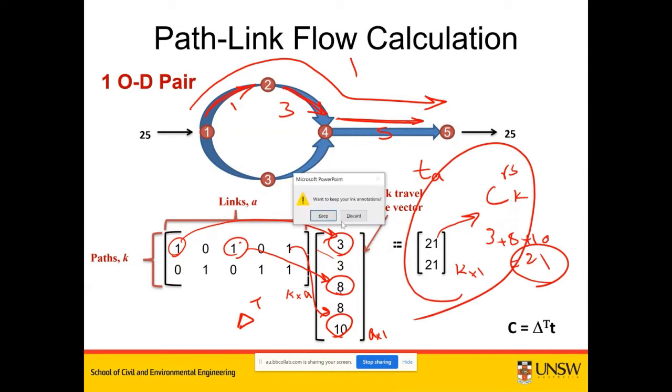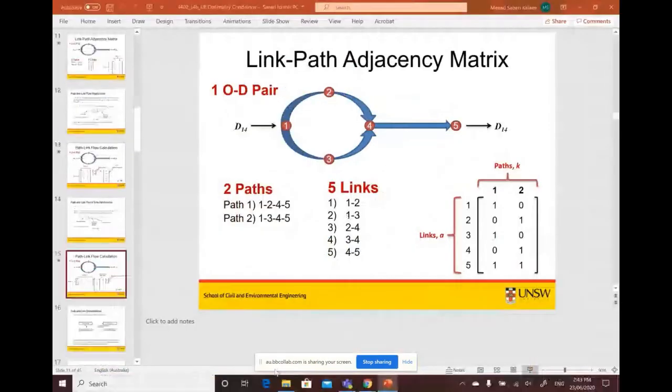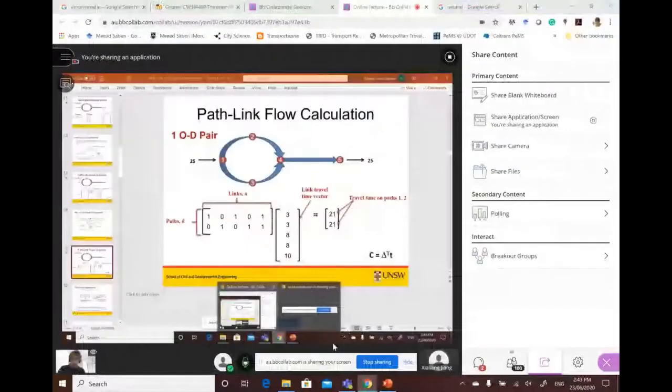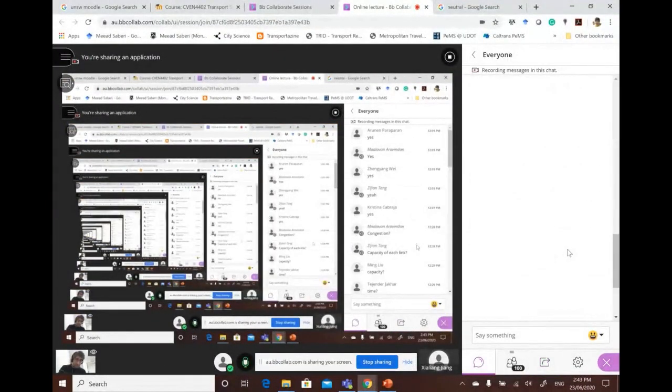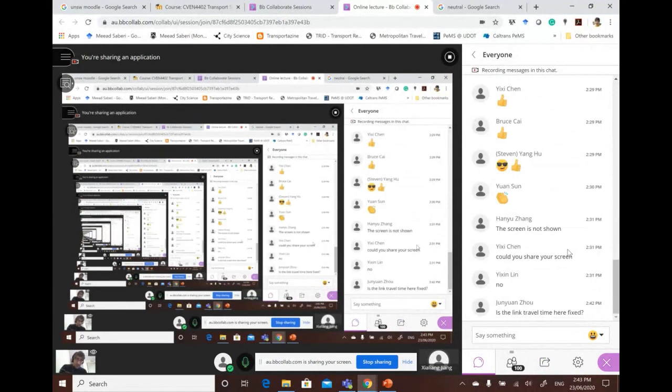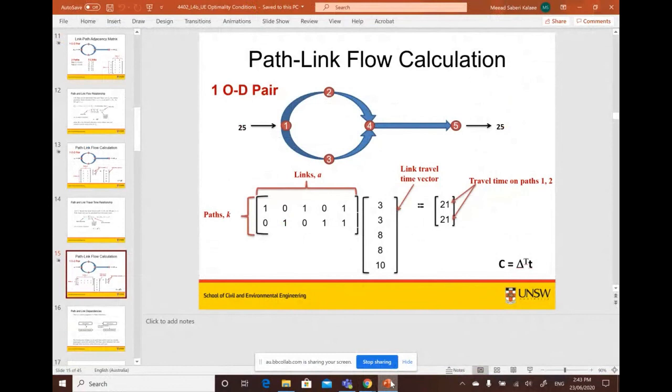Let me see if there was a question in the chat box. I heard a beep. Yes, there are 2 questions apparently. There's one: is the link travel time here fixed? It doesn't have to be fixed. No, not necessarily, but it could be a function.